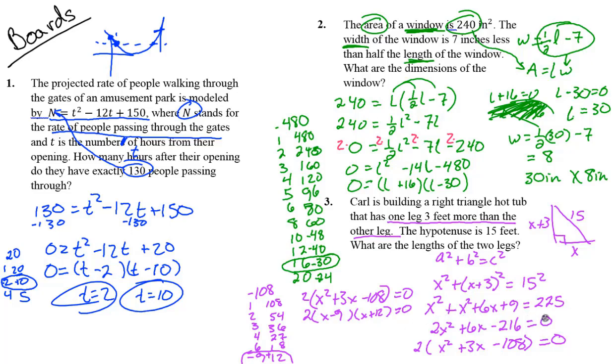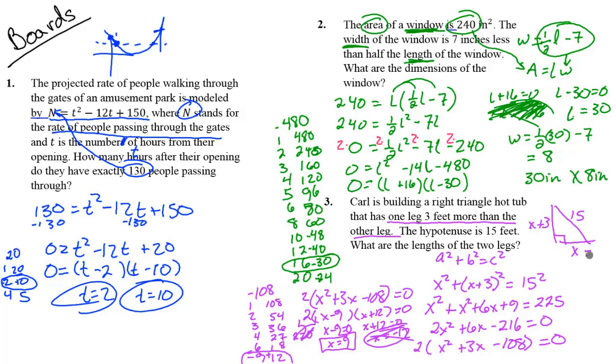So get it equal to 0, factor it, set each piece equal to 0. Here we have 2 equals 0. That's bunk. That's not a real thing. X minus 9 equals 0, x equals 9. And x plus 12 equals 0, x equals a negative 12. That's also junk because you can't have this number be a negative 12. So x equals 9 is the only thing that makes sense for the length of a triangle.